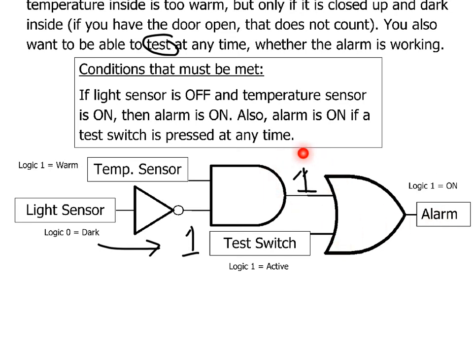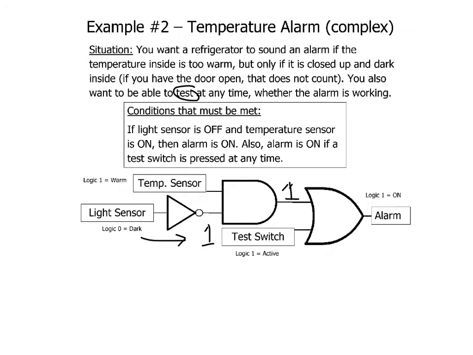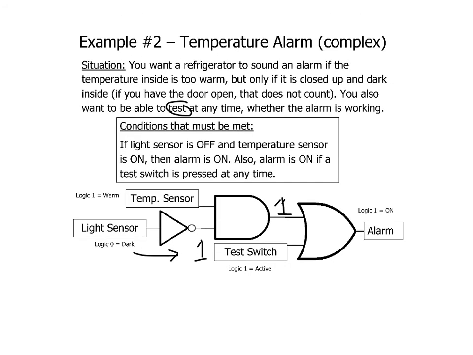Even if the output of the AND gate is a 0, the test switch would still activate the alarm. But if the output of the AND gate is 0 and the test switch is not on, that's 0, 0, and that's going to produce a 0. There will be no alarm. Okay? So that is a more complicated example of how you can use logic gates in order to accomplish certain control circuit tasks that you might want to do.